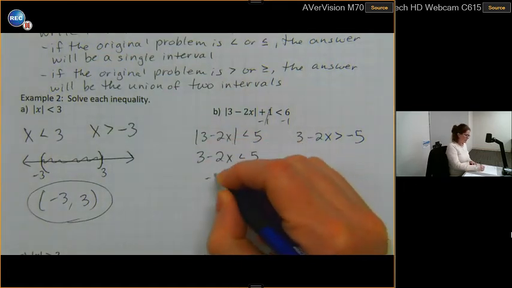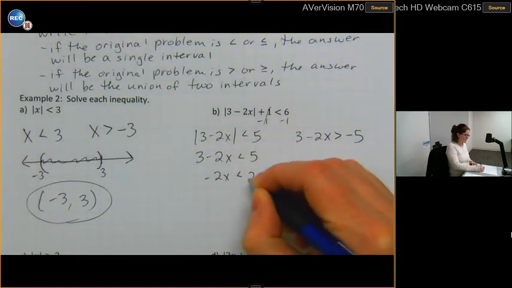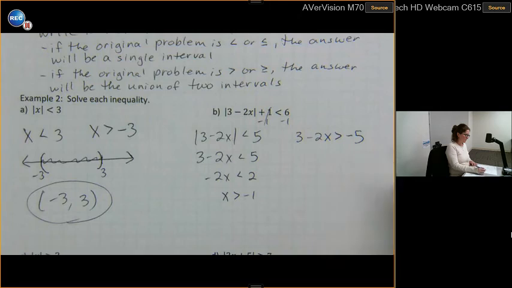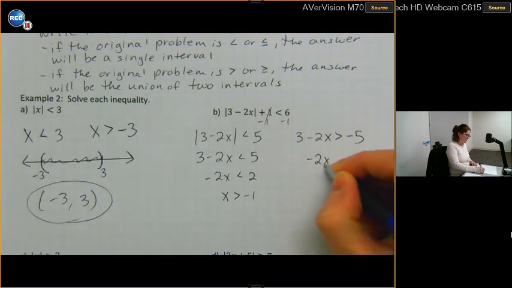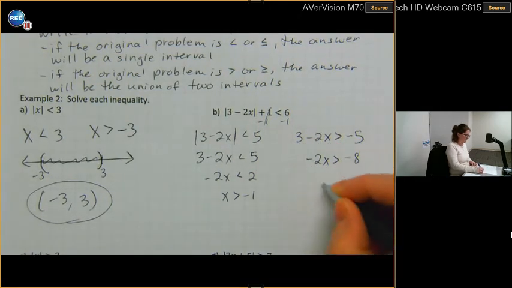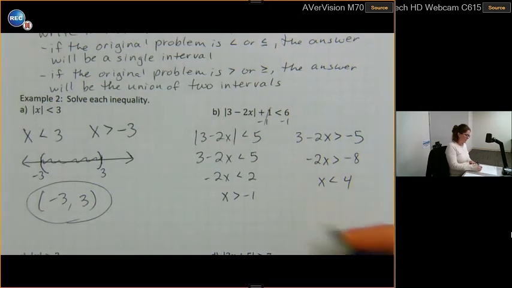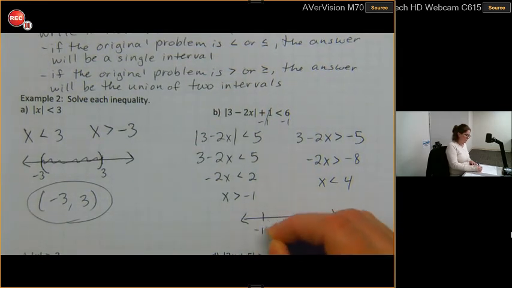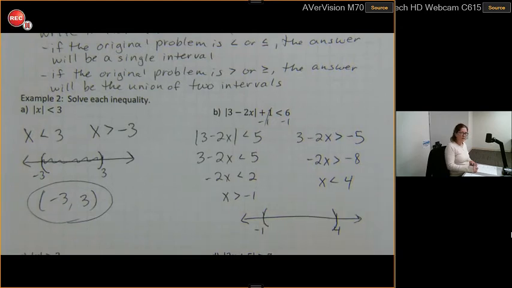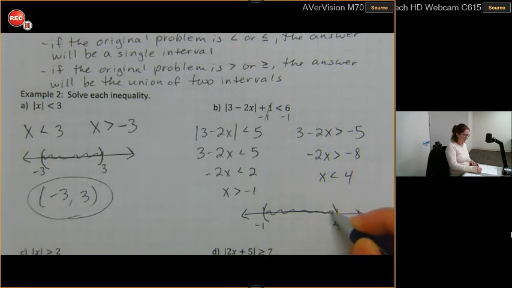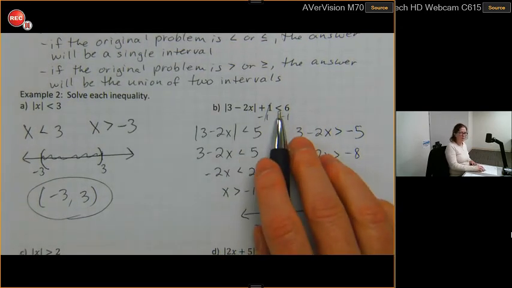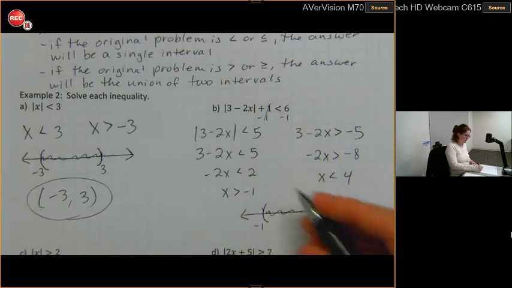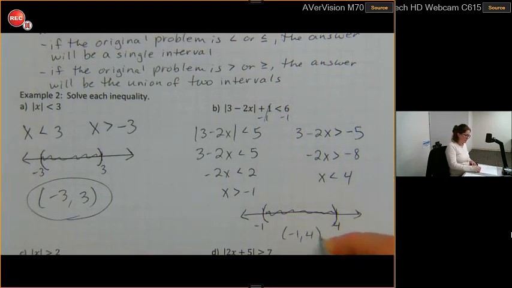So then I solve this and solve the other one. And when I graph, I have x is less than 4 and x is greater than negative 1. And my answer is just in between them, because it was a less than for my original inequality, so it's going to be in between negative 1 and 4.